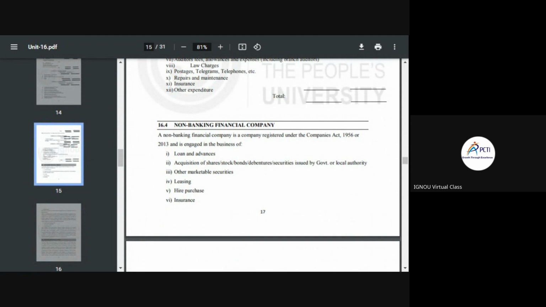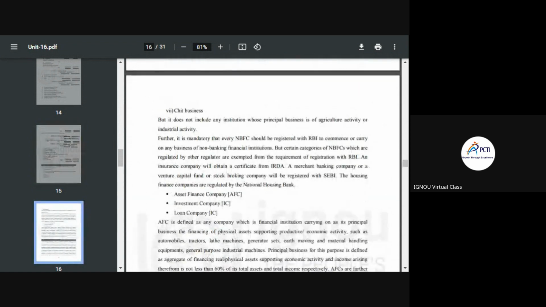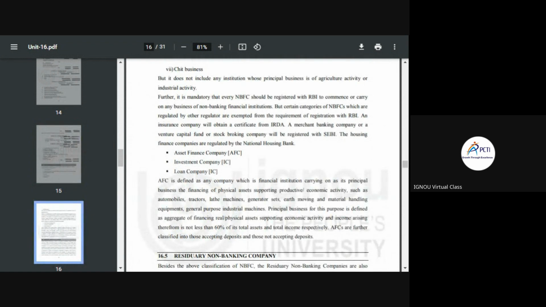Now the point is non-banking financial company. Basically, a non-banking financial company is a company that is registered under the Companies Act 1956 or 2013 and is engaged in the business of loans and advances, acquisition of shares, stock, bonds, debentures, securities issued by government or local authorities, other marketable securities, leasing, hire purchase, insurance, chit funds, or chit businesses, we can say.